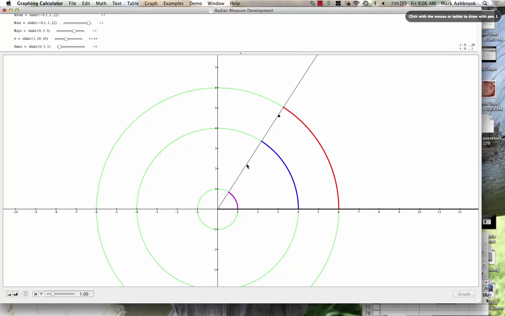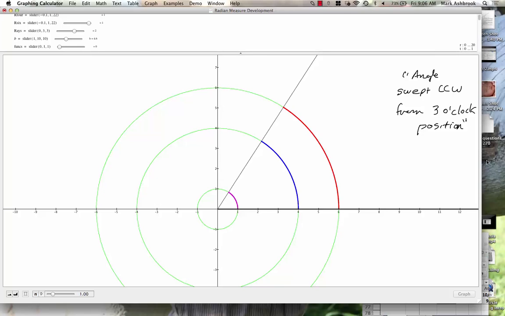The terminal side of the angle, if you use 1 radius length, or any number of radius lengths, it always falls along a straight line. So they call that the terminal side. Okay? So again, this is going to be terminology we use. Angle swept counterclockwise from the 3 o'clock position. This is kind of the conventional standard angle in trigonometry.